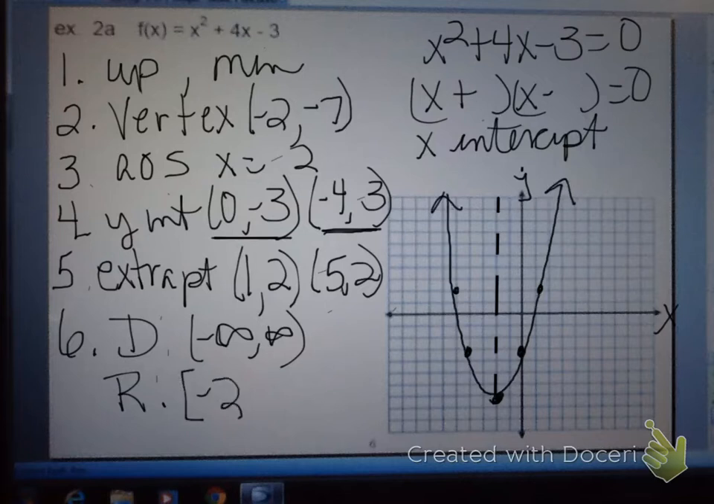Is negative 2 to negative 7. Excuse me, I'm sorry. The range is negative 7 to infinity. Okay, this leads me to the next thing.